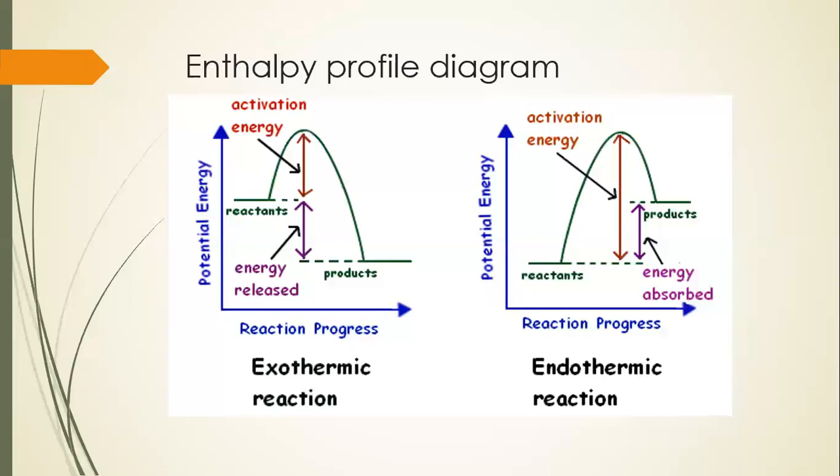The only difference is that in an exothermic reaction, the product is at a lower level, and in an endothermic reaction, the product is at a higher level. Because in an exothermic reaction, energy is given out to the surroundings, so naturally the product will have lower energy. But in an endothermic reaction, the reactant absorbs energy for the reaction to take place, so naturally, when it goes to the product side, the energy will be higher.